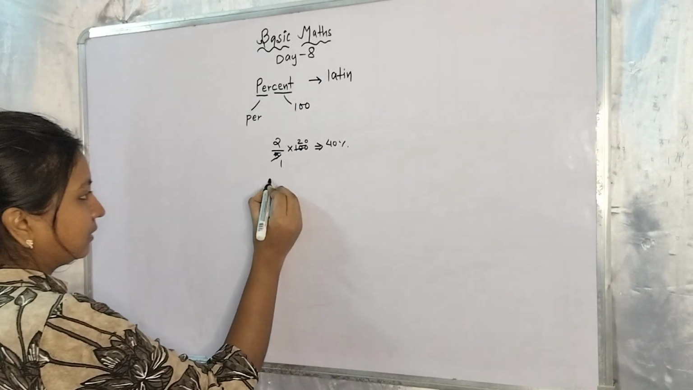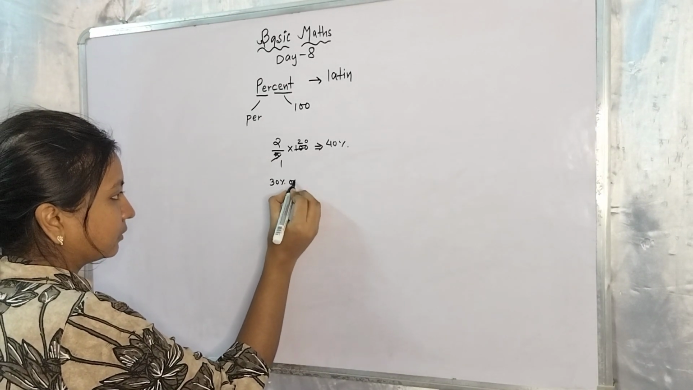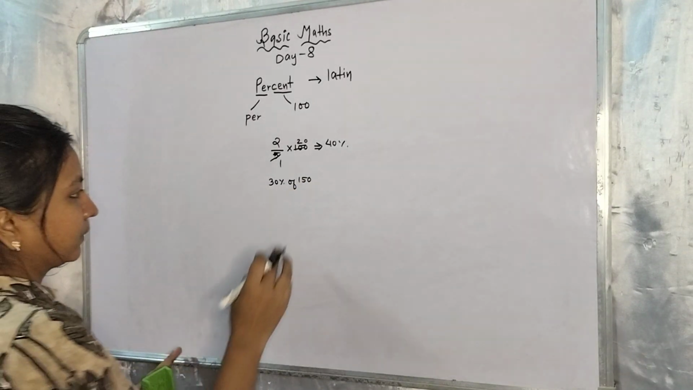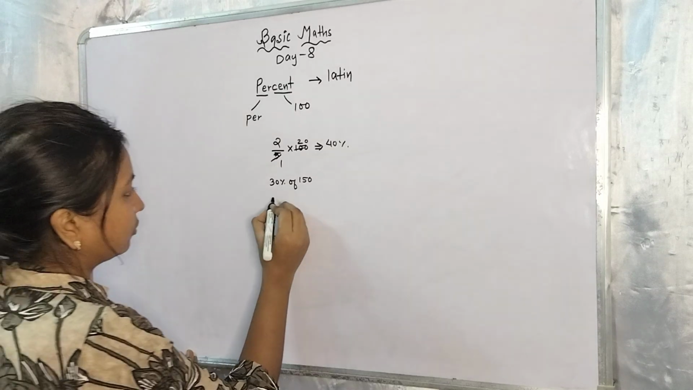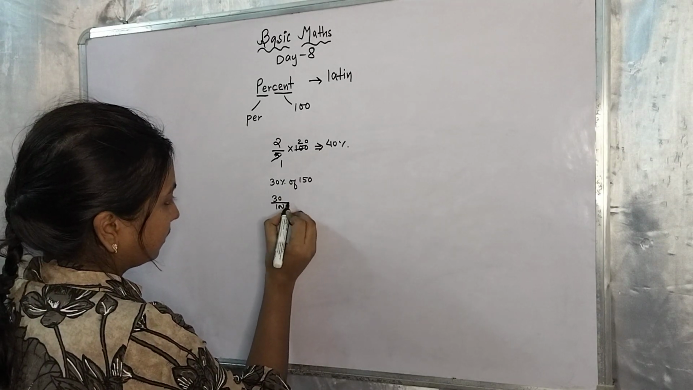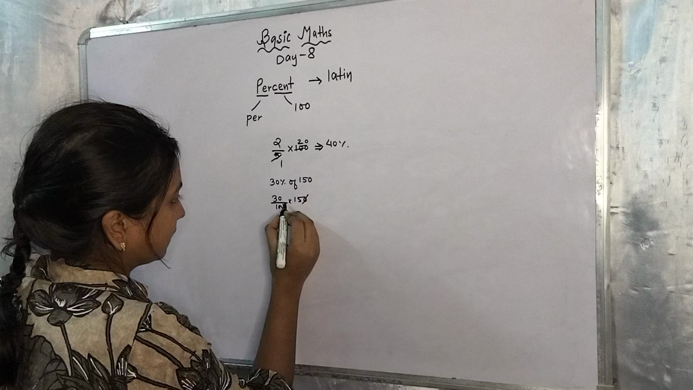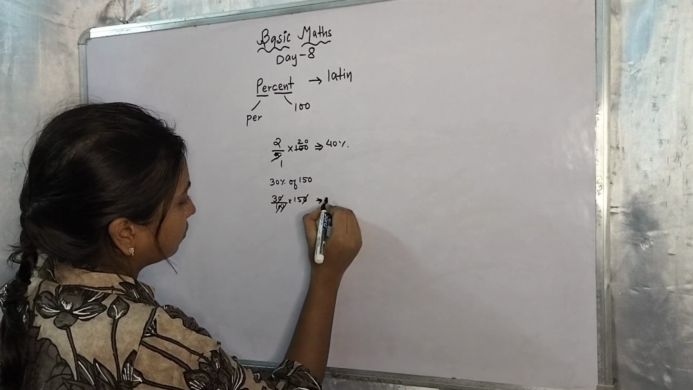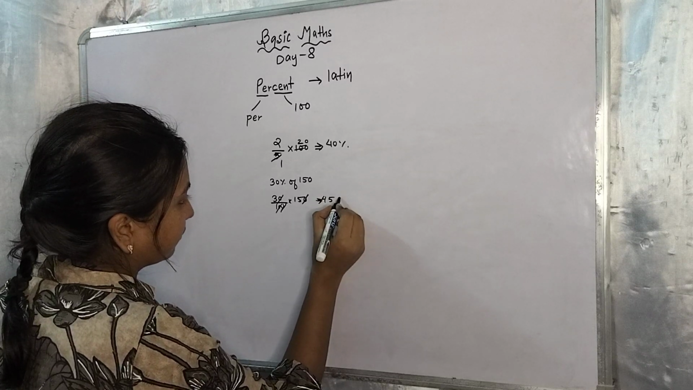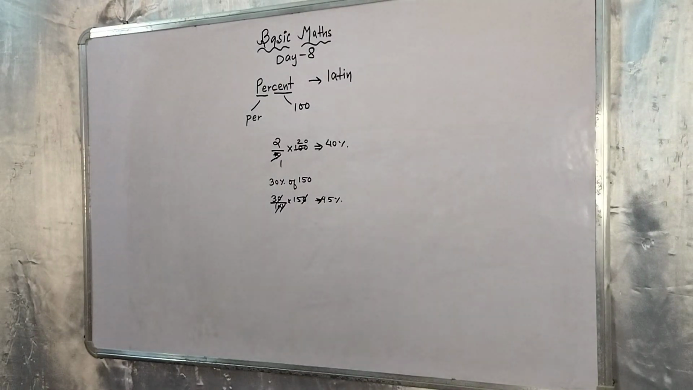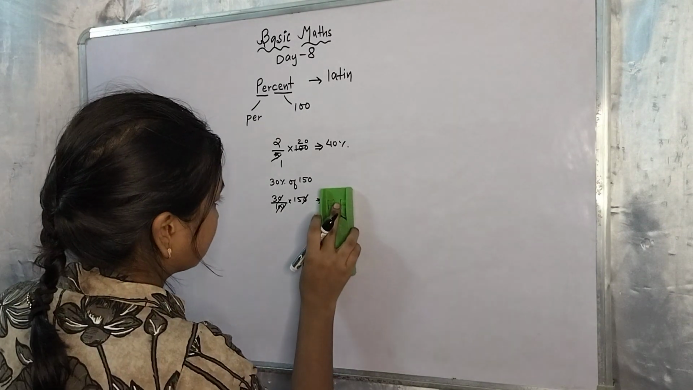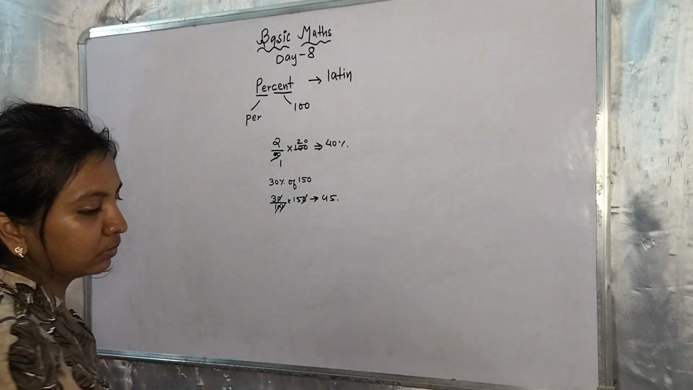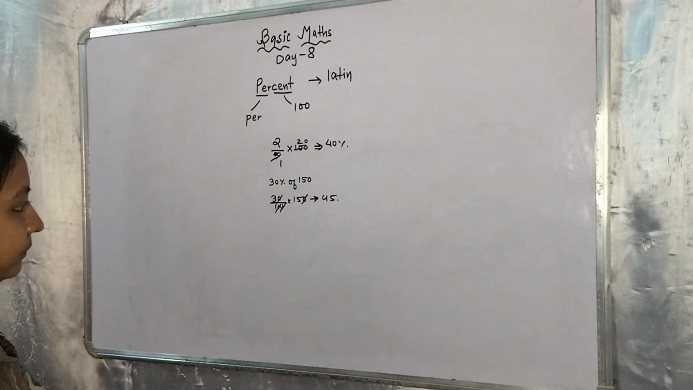Now find 30% of 150. If you are told to find 30% of 150, how will you do it? 30 by 100 into 150. This 0 gets cancelled out, this 0 gets cancelled out. So 15 into 3 is 45. So this is how we get our answer.